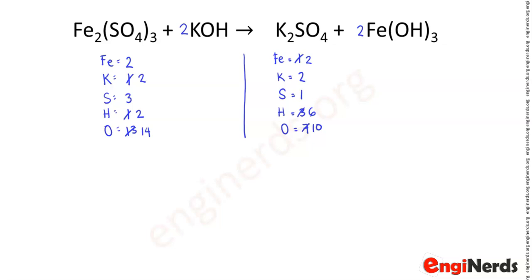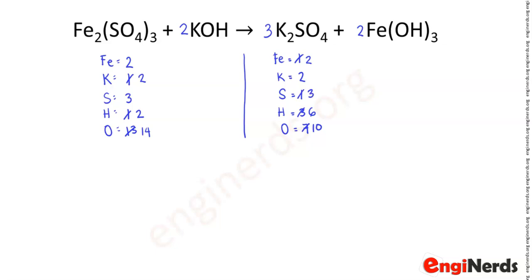Okay, so balance na ang iron, ang potassium. So, ang sunod nating i-balance is yung sulfur. So, to balance yung sulfur, kailangan natin ng 3 sulfur. So, we will put a coefficient of 3 sa K2SO4. So, now, as you can see, yung sulfur natin is now equal to 3.